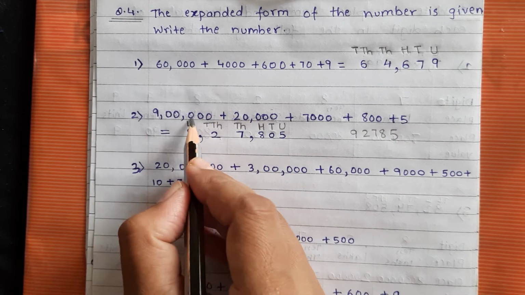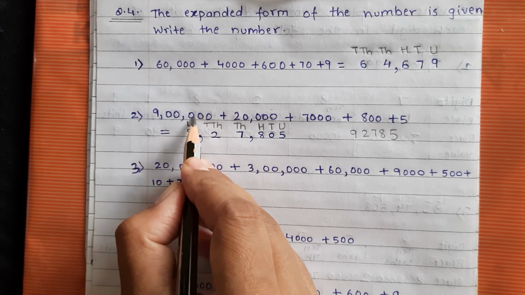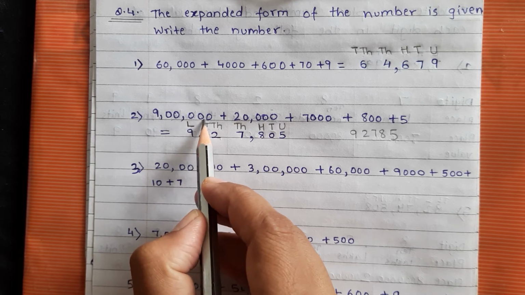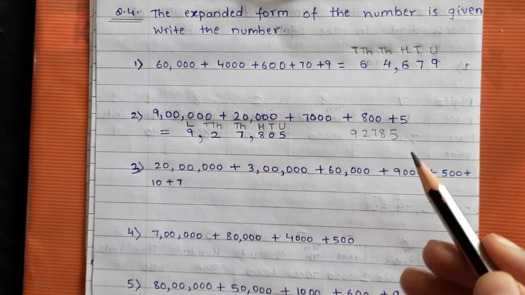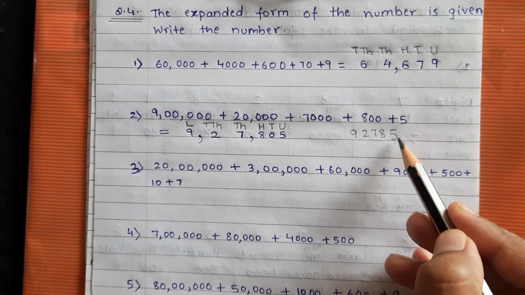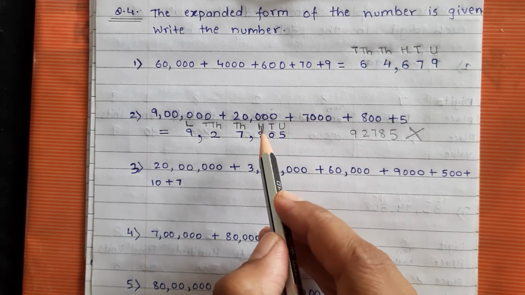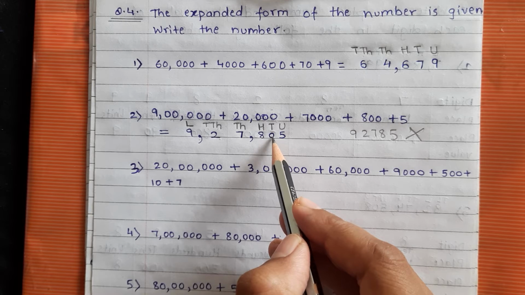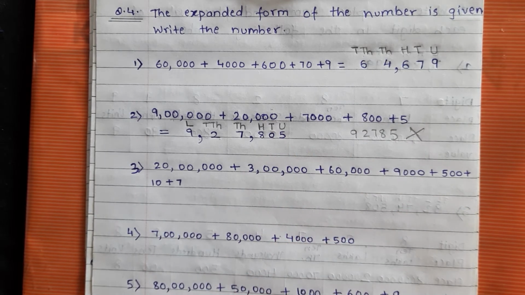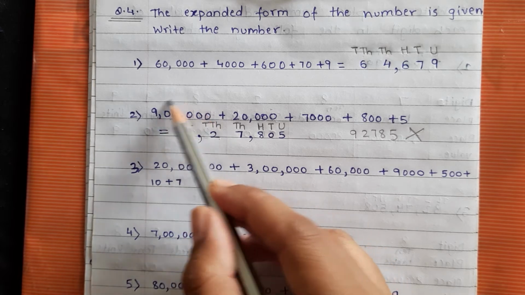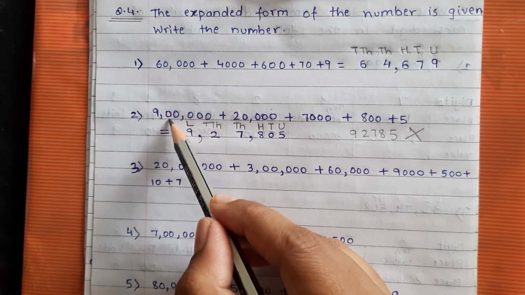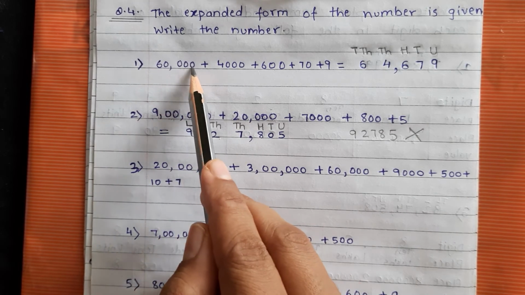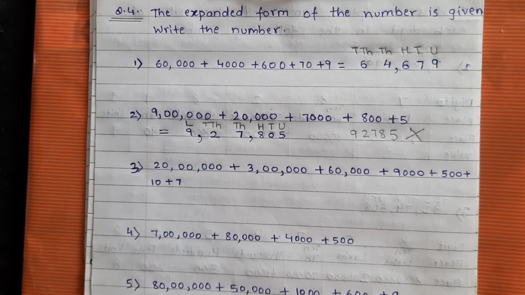92785. But this is a 6-digit number. 1, 2, 3, 4, 5, 6. After looking at the first number only, we can say that the number is a 6-digit number. And here there are only 5 digits. Means this is wrong. Okay, the place of the number that is not given, you still have to write, and in its place you must write 0. Otherwise your answer will be wrong. Because by looking at the first number only we can identify how many digits the number will have. See here 1, 2, 3, 4, 5. First number is 5 digit means our answer will be 5 digit only.